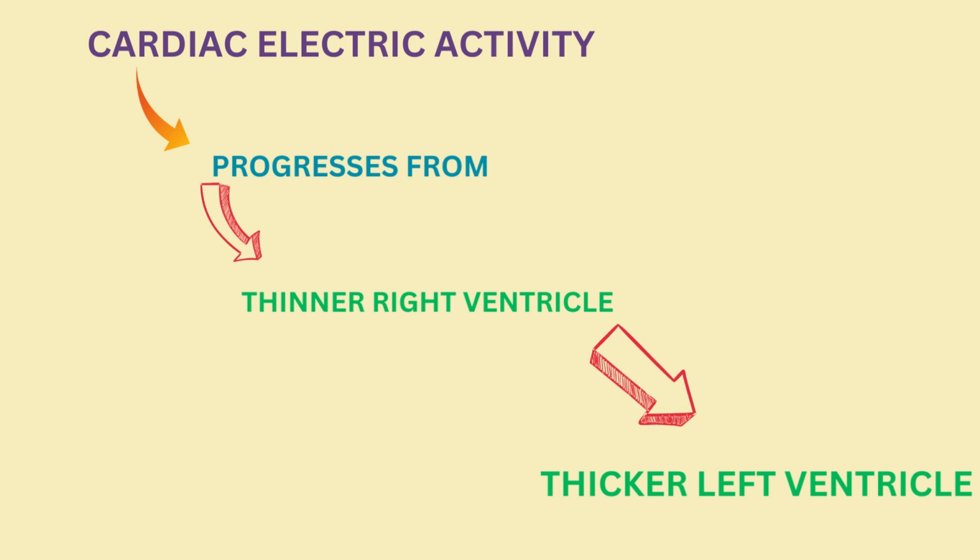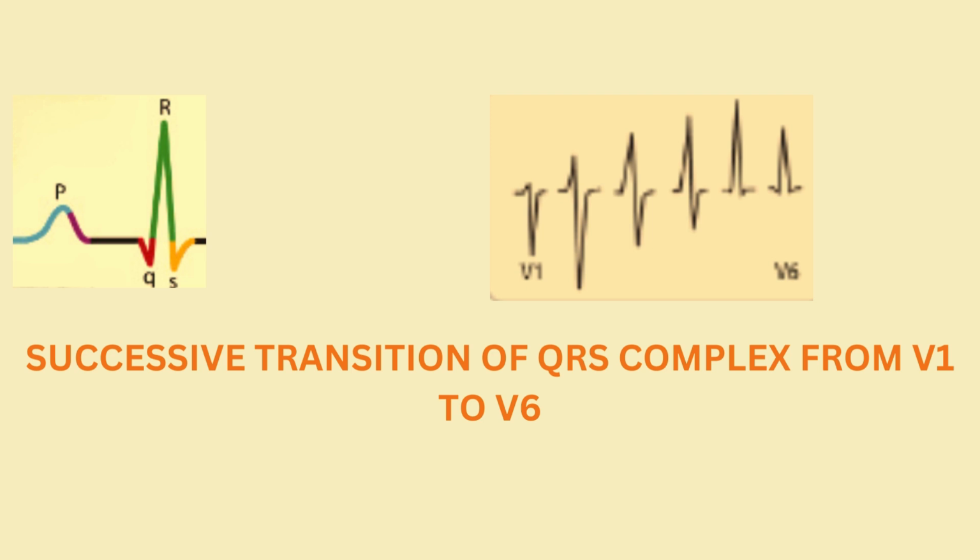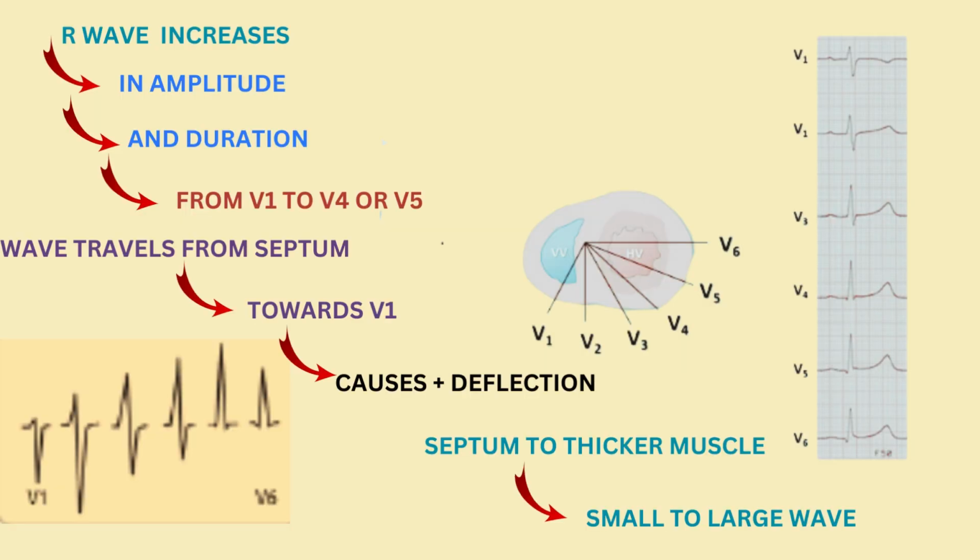Cardiac electric activity progresses from the thinner right ventricular muscles towards the thicker left ventricle. Here, you can see the transition of the QRS complex from V1 to V6. From V1 to V4 or V5, the R wave increases in amplitude and duration. The reason for this gradual increase in the R wave is the travel of the impulse wave from the septum to the thicker ventricular muscles.